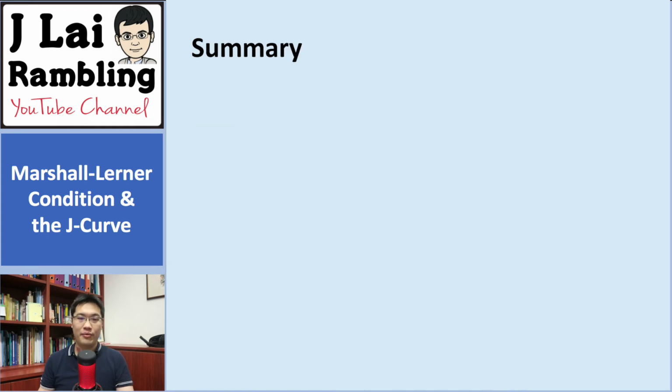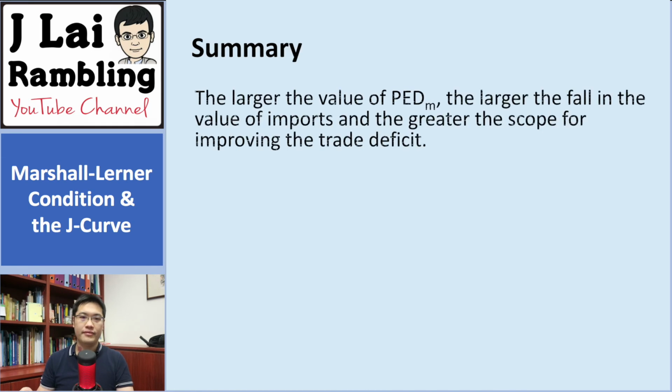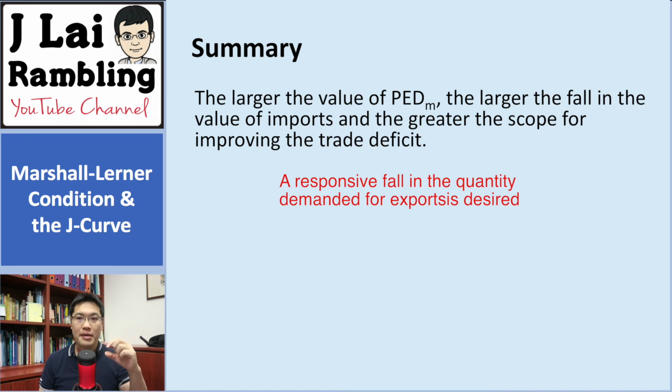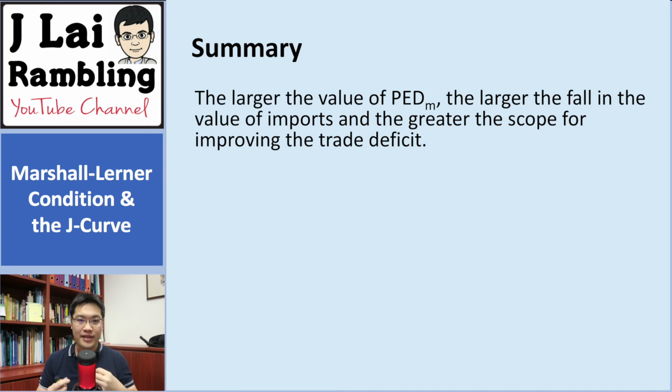So here, let's summarize what we've seen. The larger the value of the PED for imports, the larger the fall in the value of the imports, and the greater scope for improving the trade deficit. And this makes sense because what's happening here is that when the price of imports has gone up, we want people to buy a lot less, okay, in order for the value of imports to go significantly down and improve the trade deficit.